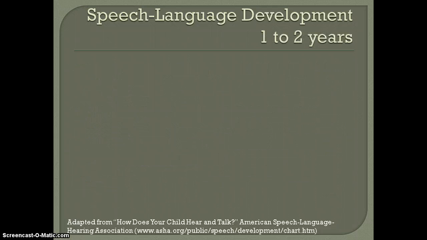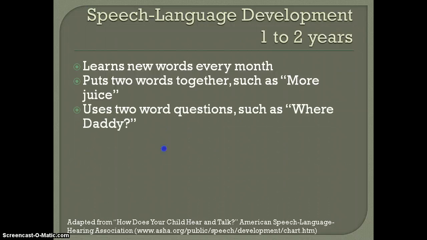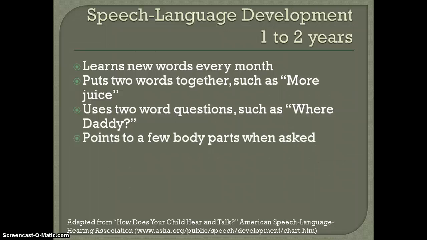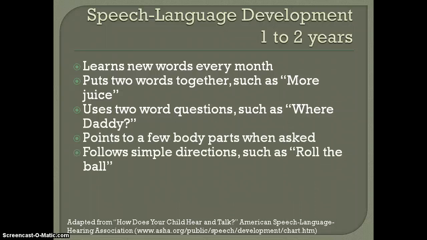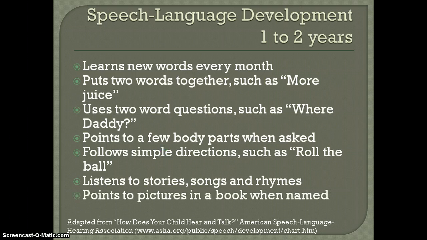Between 1 and 2, the child is learning new words every month, sometimes every week. As the child's vocabulary grows, he starts putting 2 words together to form short sentences. Then he starts asking 2-word questions. The child can point to a few body parts when asked and can follow simple directions such as roll the ball. He also listens to stories, songs, and rhymes, and he can point to pictures in a book when named.